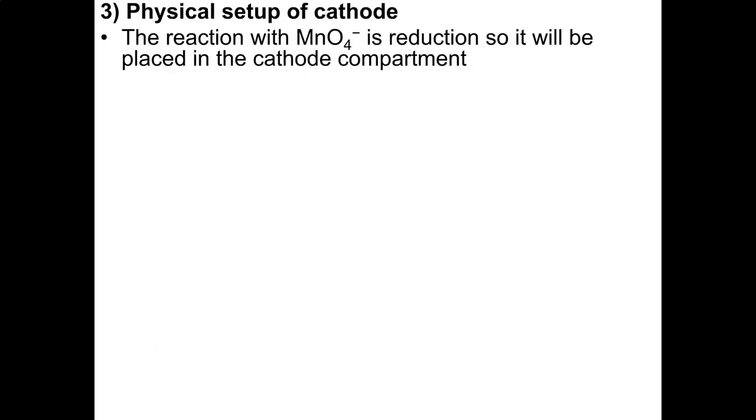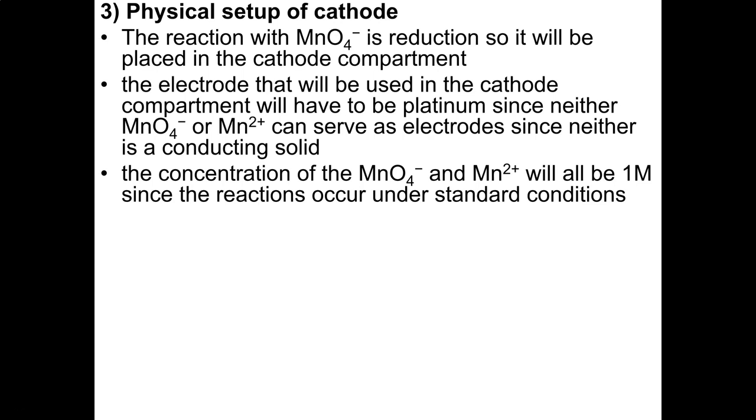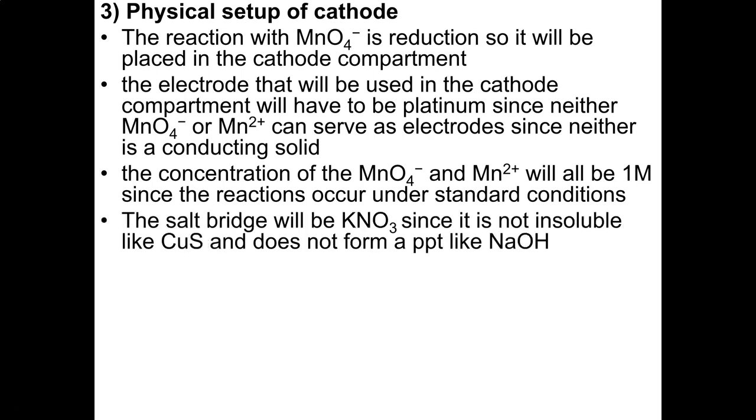So physical setup of the cell, the reaction with MnO4- is reduction. So we place it in the cathode compartment along with Mn2+, along with the H+. The electrode that will be used in the cathode compartment will have to be platinum, since neither MnO4- nor Mn2+ can serve as the electrode. Since neither is a conducting solid, concentration is all 1 molar. And the salt bridge will have to be KNO3 because of the fact that CuS and NaOH form precipitates.